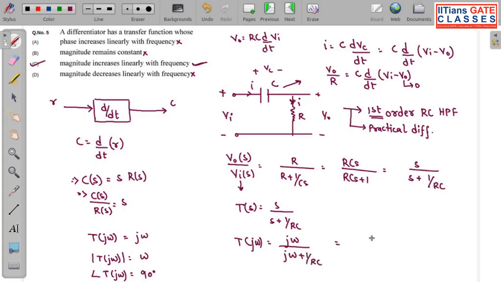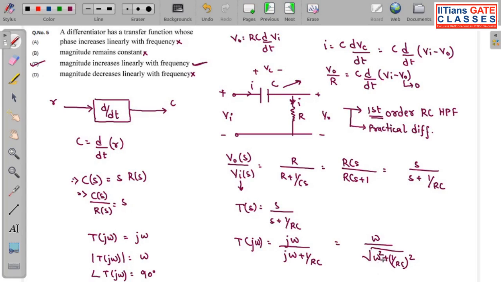If I take the magnitude, it will be what? Omega divided by the square root of omega plus 1 by RC, whole square. Okay, so you can see here also omega square. Now the magnitude is not increasing linearly here. There is a denominator factor which is not constant, which is also varying with respect to omega.